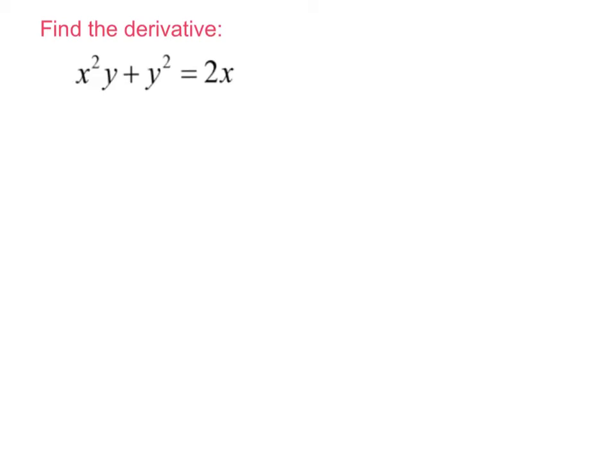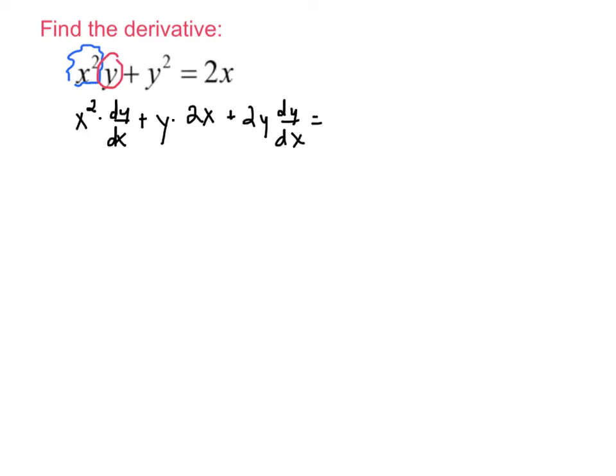So the first thing I want you to notice is that we've got a product here, x squared multiplied by y. So we've got to use the product rule. First times the derivative of the second, derivative of y is dy dx, plus the second multiplied by the derivative of the first, which is just 2x. Derivative of y squared is 2y dy dx, and the derivative of 2x is 2.